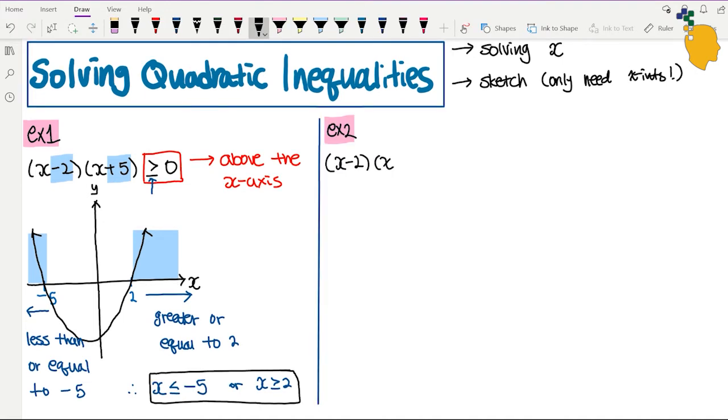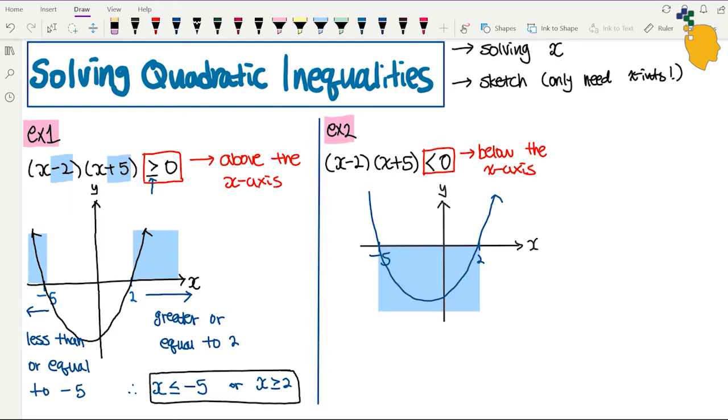Let's move on to example 2. We have (x minus 2)(x plus 5), same expression, but this case it's less than 0. Less than 0 means we are looking at below the x-axis because your y value has to be negative. And this one is not inclusive because it's only less than 0, not less than or equal to 0. So let's sketch. Same graph, your x-intercepts are negative 5 and 2 and smiley face.